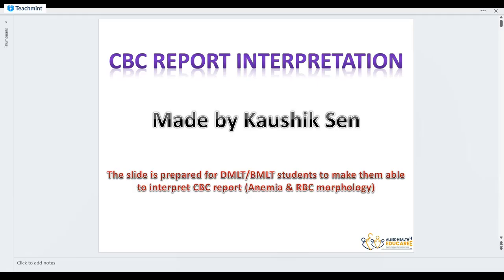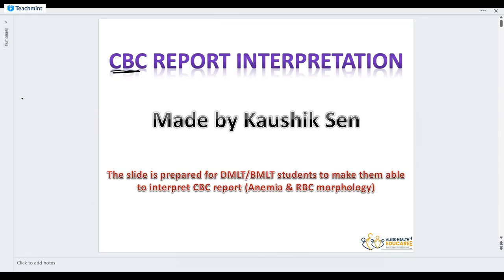So today we have come up with a new topic, that is CBC report interpretation. What is CBC? You all may know what is CBC. CBC stands for complete blood count. By doing complete blood count, we get a clear picture about our cell count and different types of RBC indices like MCV, MCH, MCHC, RDW, etc.